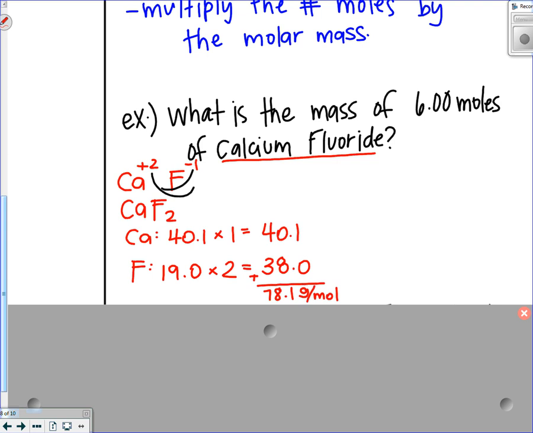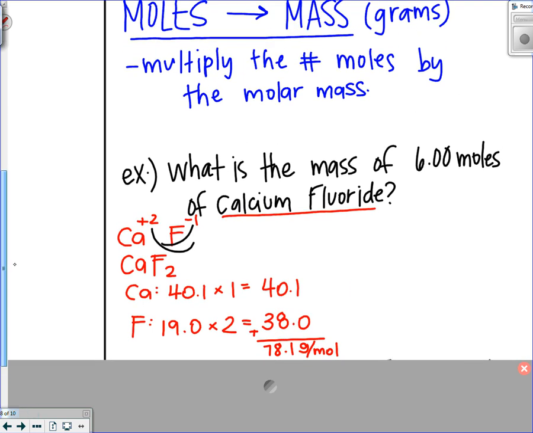Now that we have the molar mass, if we go back to this blue part right here, it says to convert from moles to mass, we need to multiply the number of moles by the molar mass. The problem has given us 6 moles. That's the number of moles. And we now know that our molar mass is 78.1. So we're going to take 6.00 moles times 78.1 grams per mole. If you're a math person, you can see that this mole and this mole are going to cancel each other out because they are on opposite sides of a fraction.